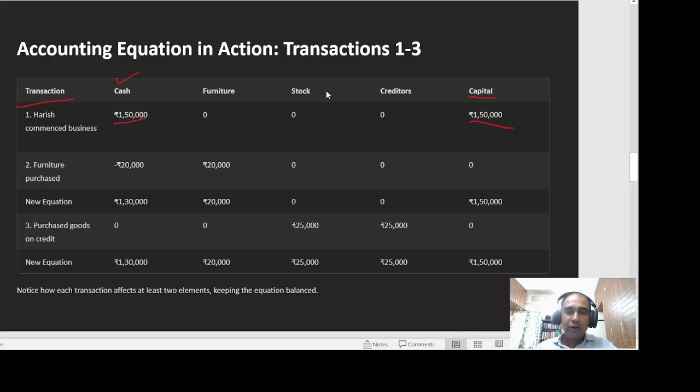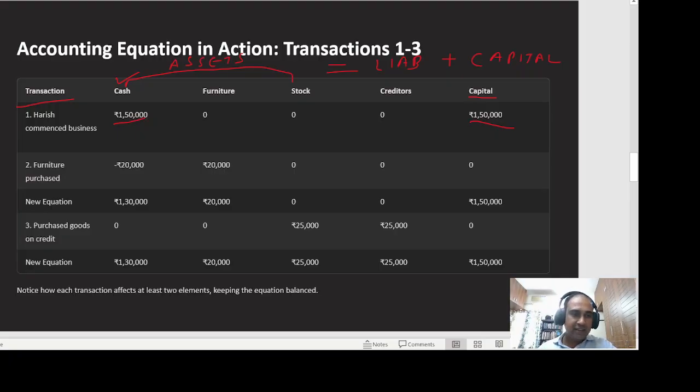See, the number of columns will depend on the number of journal entries, the kind of journal entries that we are getting. Clear, guys? So first accounting equation: Harish commences business with capital of 1,50,000. Increase cash by 1,50,000 and increase capital by 1,50,000. So this portion will be assets, this will be equal to liability, this will be equal to capital. Okay, this is the first accounting equation, guys.